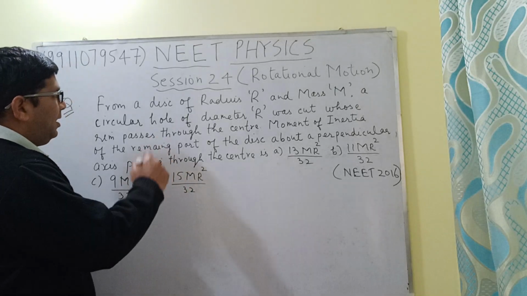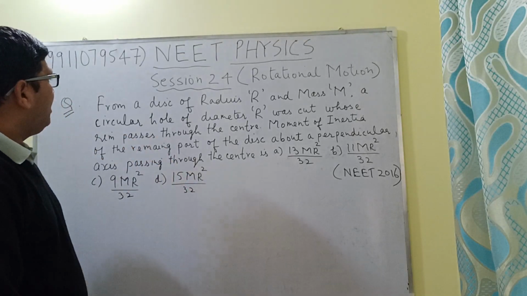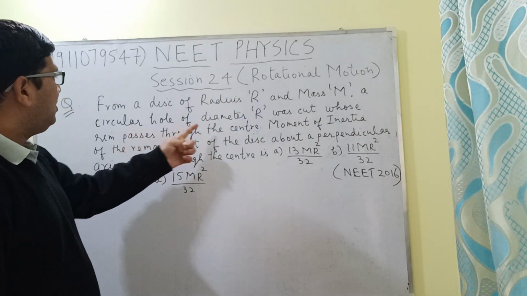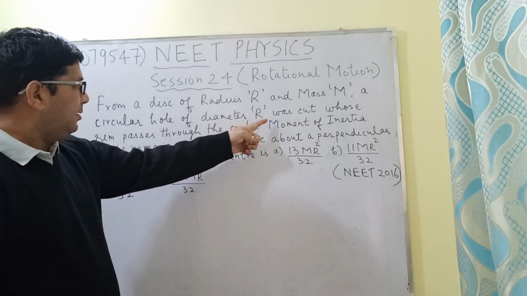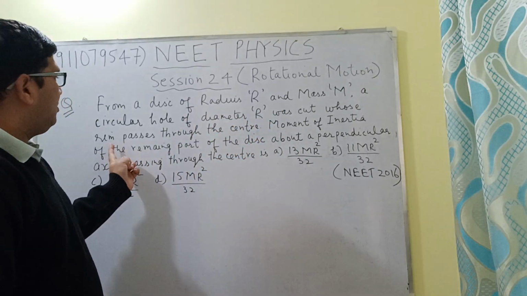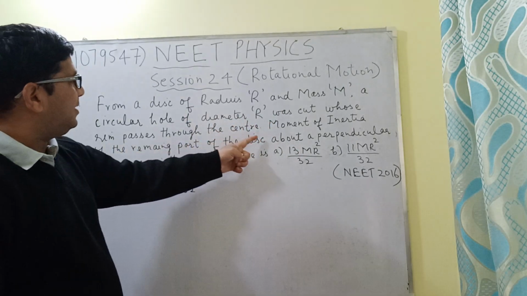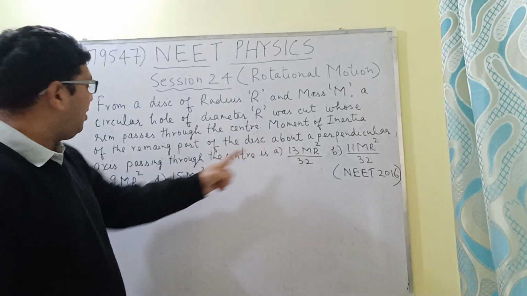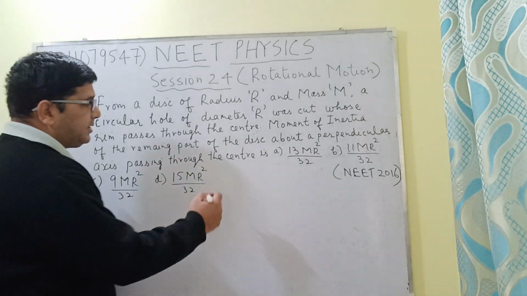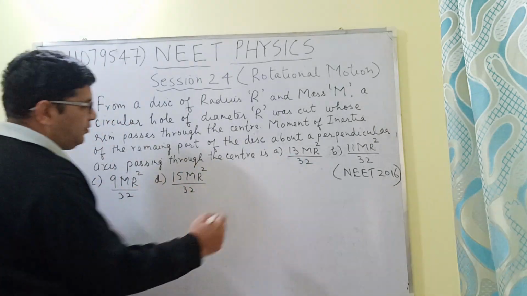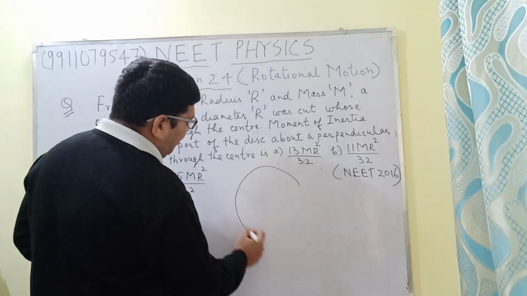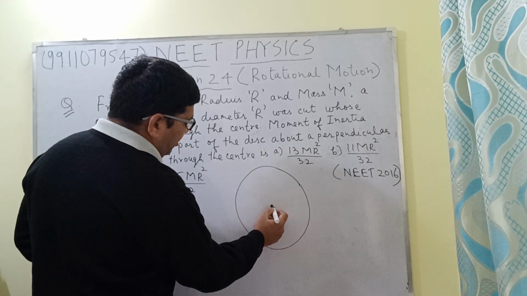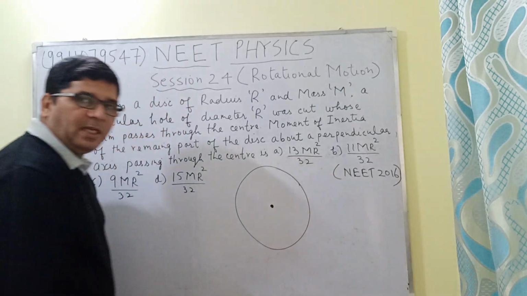So here the question is: there is a disk of radius r and mass m, and a circular hole of diameter r is cut, whose rim passes through the center. So the moment of inertia of the remaining part of the disk about a perpendicular axis passing through the center is. We have been given four options, so we have to find the correct one. I will be explaining this question with the help of this diagram.